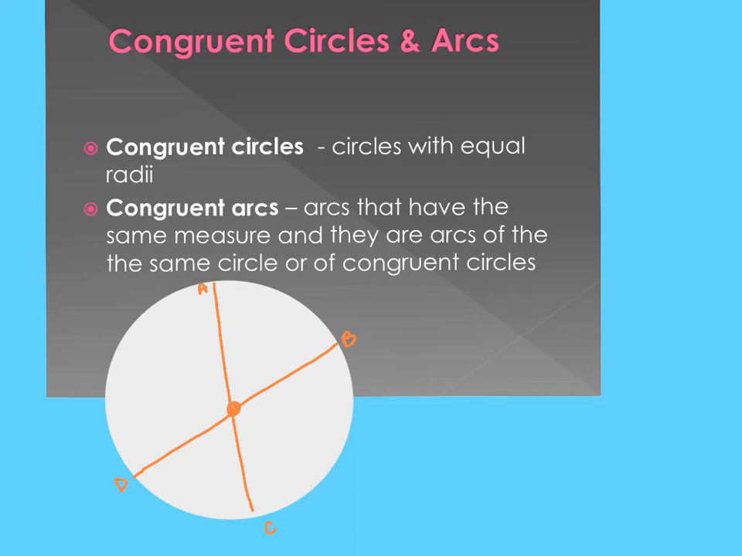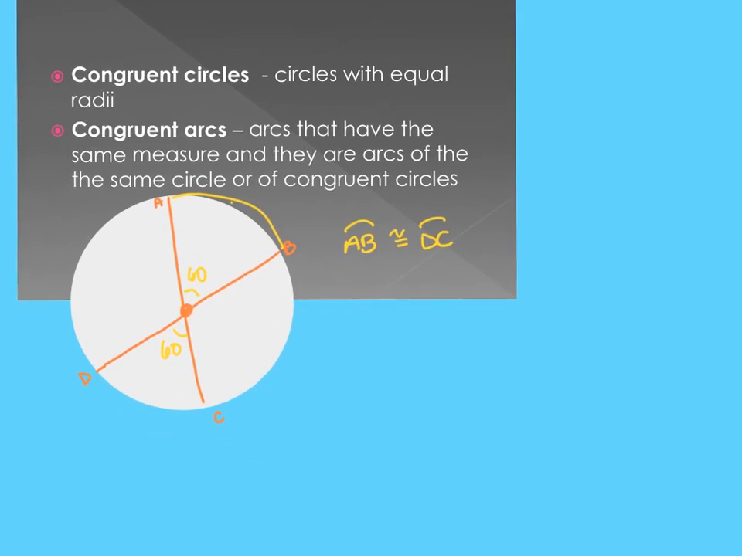Okay, so not exactly equal, but because these are vertical angles and they are both central angles, I would know that these are equal. Let's say this is 60 degrees. That makes this 60 degrees, and that would also make the arcs congruent. AB would be congruent to DC. So we're talking about arcs in the same circle, or if I had another circle, I would need to know that it's congruent.